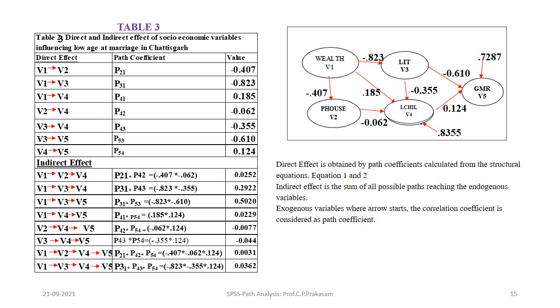Then look at this left side table. V1 to V2 gives us the path coefficient, V1 to V3 gives the path coefficient, that is the correlation. Then V1 to V4, V2 to V4, V3 to V4, V3 to V5, and V4 to V5, we have got the path coefficients. That is represented in the diagram also. Therefore, the direct effect is obtained by the path coefficients calculated from the structural equations discussed earlier, equations 1 and 2. The indirect effect is the sum of all possible paths reaching the endogenous variables.